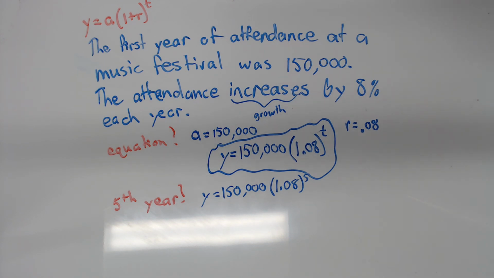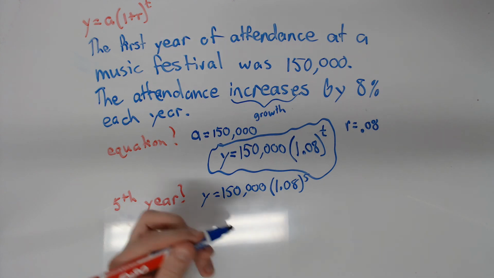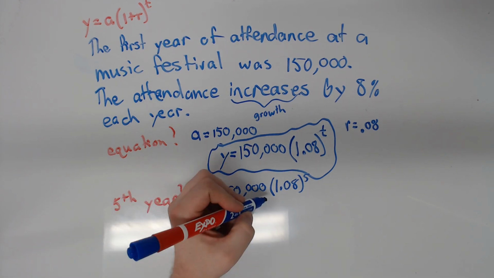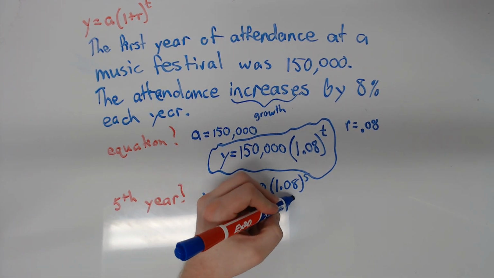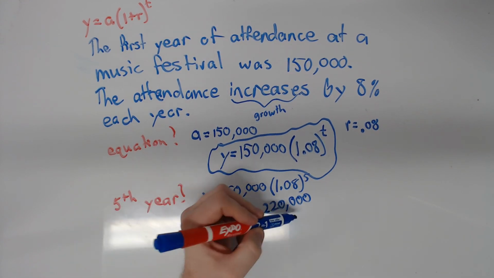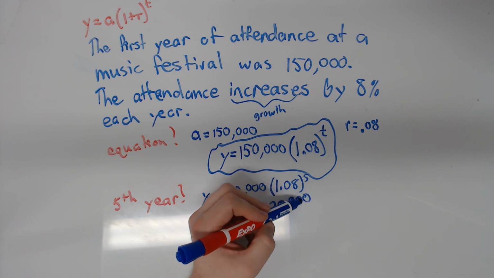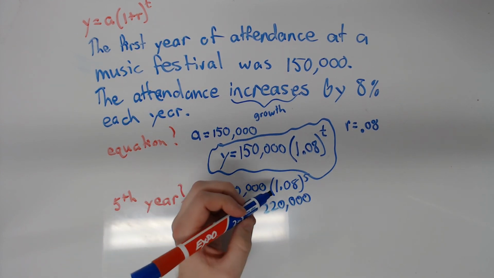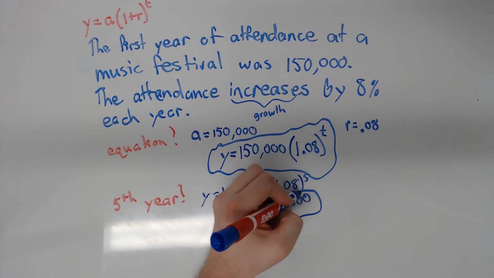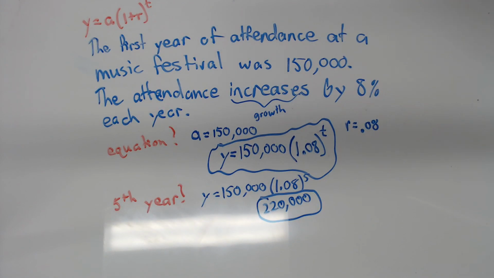The problem in our notes wants us to round this to the nearest 1,000. So the answer would come out to 220,000. We had some hundreds. We had 399 here if you actually did it on a calculator, but the problem said to round. So in 5 years, we were going to have 220,000.